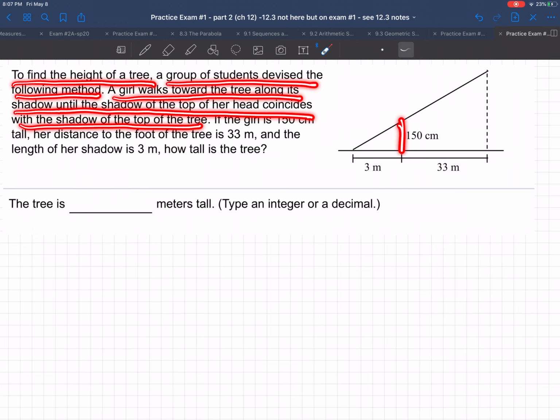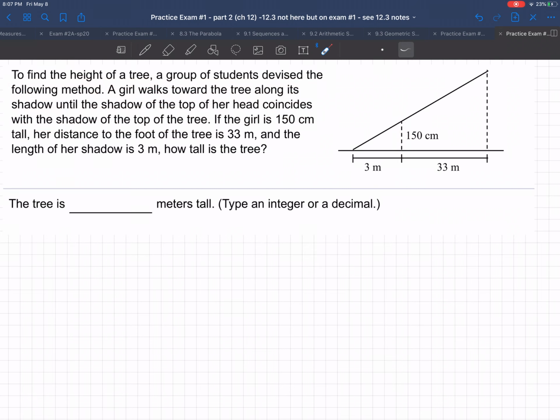See, here's the girl right here. She started back over here, and I'll make a girl. Here we go. There's a girl, and she's walking. It's kind of a creepy looking girl. Anyway, sorry, so I'm just going to do a stick figure walking this way. The whole time she's looking at her shadow as she's walking, and she just keeps walking and stops right here when the tip of her shadow matches the tip of the shadow of this tree.